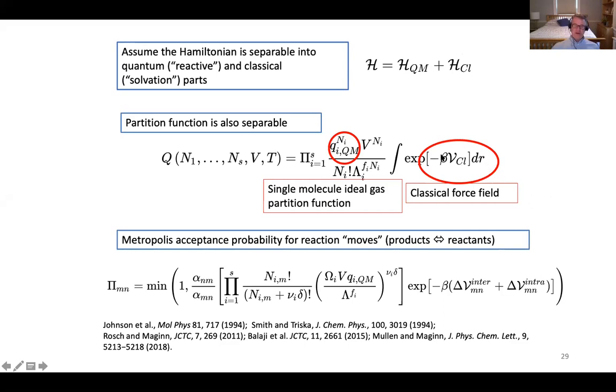You can work out what the Monte Carlo acceptance rule looks like. It's kind of messy, but there's a constant term out here that just depends on this quantum thing, and then a classical Boltzmann weight of the energies. If there are no classical energies, if there's no solvent, it's an ideal gas. So this is really the ideal gas free energy of the reaction, if you will. You can either look that up for systems that are known, or you have to calculate them quantum mechanically.